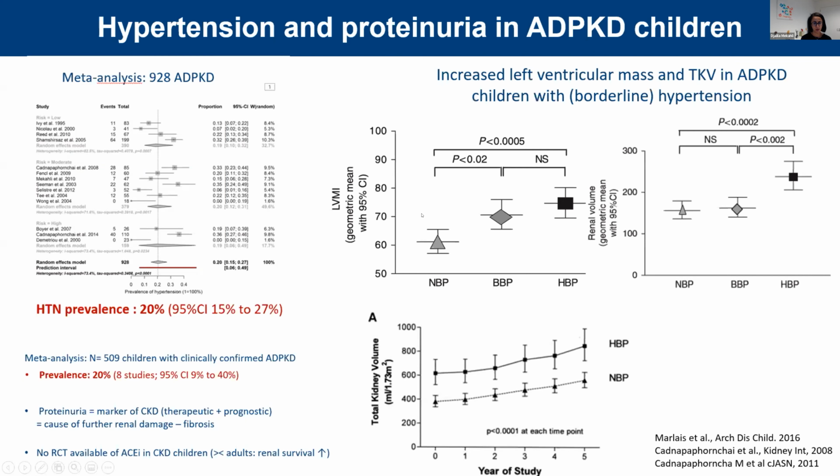Melissa has also done incredible work in the Colorado cohort, showing that ADPKD patients, and children specifically, can have an increase of left ventricular mass before actually having serious hypertension. So even with borderline high blood pressure, they present a cardiac phenotype. She also showed that hypertensive children have a quicker, more rapid progression of TKV.